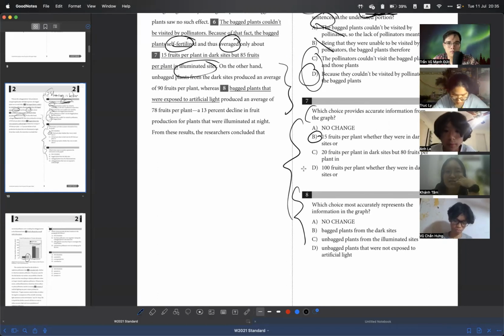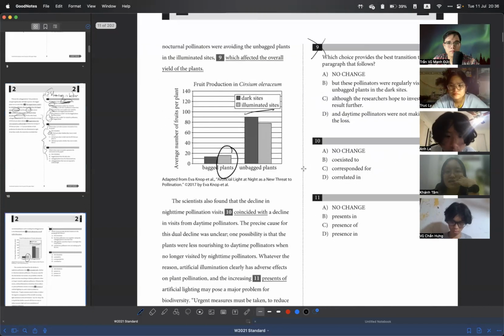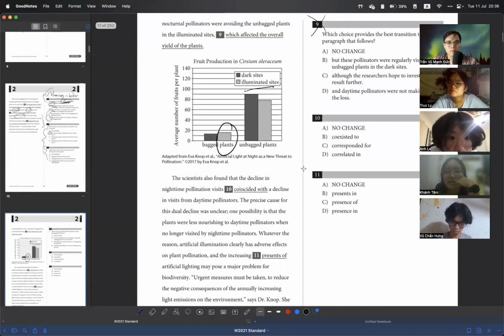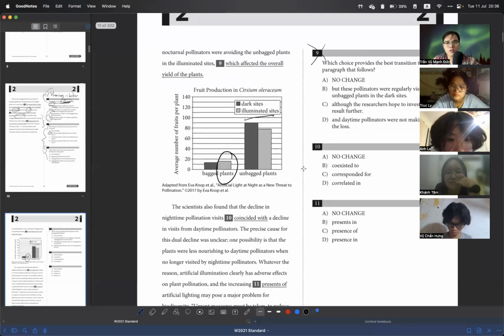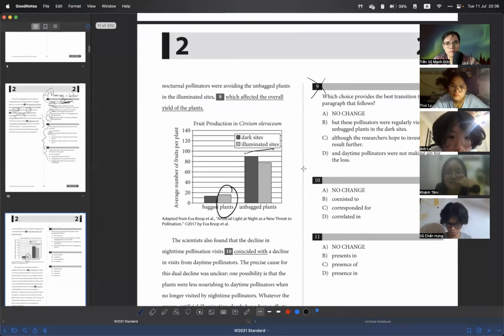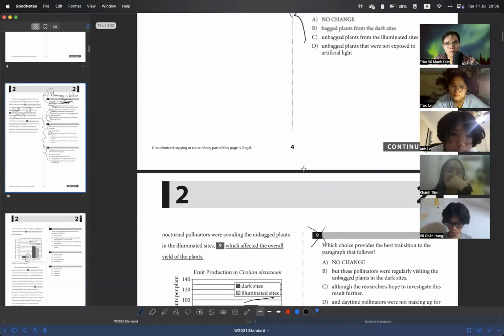Alright, could you scroll down? Right. Finish. Now scroll up. Oh yeah, could you scroll up?